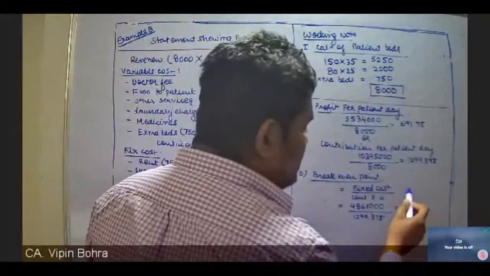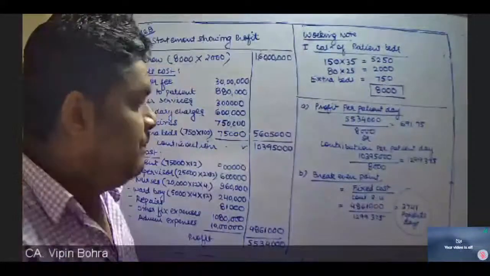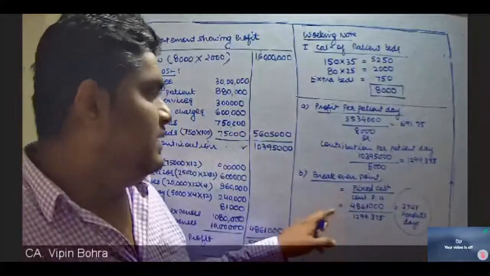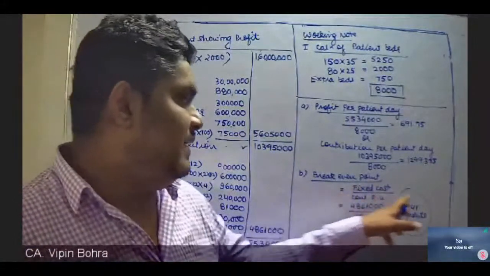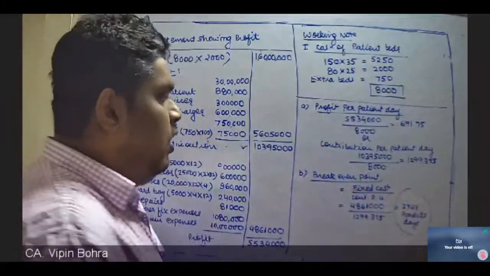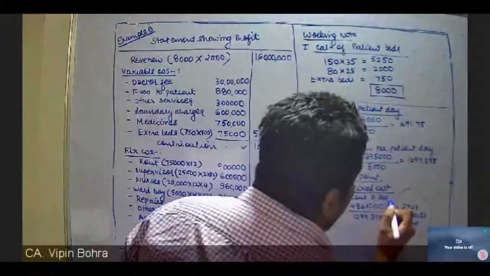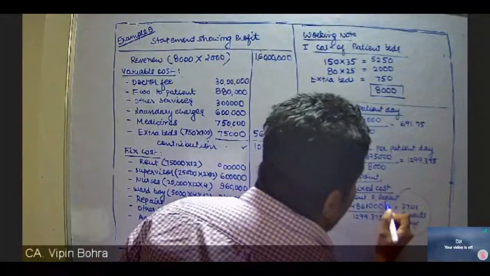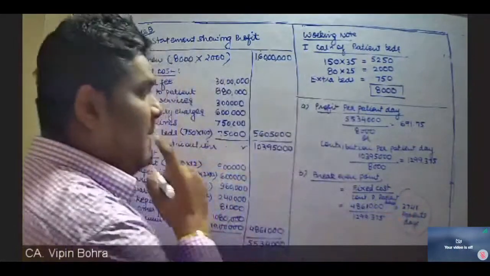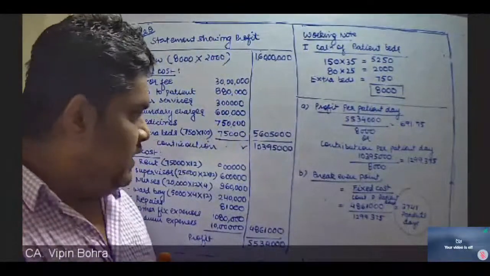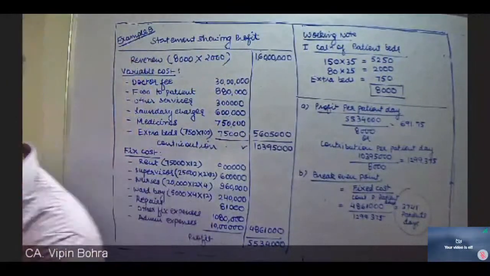This is the break-even point. I will be discussing this break-even point in the coming chapter, marginal costing. So as of now, just remember this formula: fixed cost divided by contribution per unit, or we can say contribution per patient day. So this question is over. If you guys have any doubts, you can raise the queries.